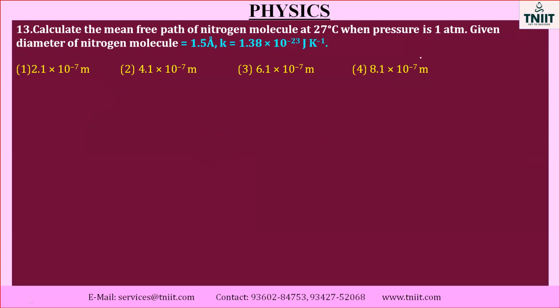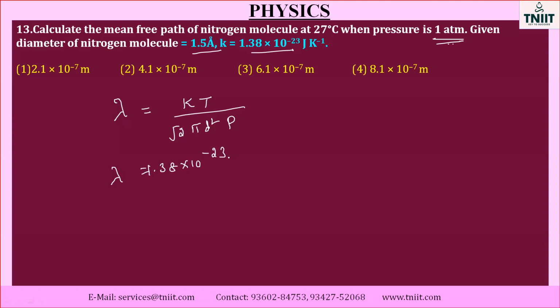Calculate the mean free path of the nitrogen molecule at 27 degrees Celsius and 1 atmosphere. Given the diameter of the nitrogen molecule, and also they have given the Boltzmann constant K. You know that the mean free path is given by the formula KT divided by pi root 2 times pi d squared into P, where P stands for the pressure. What is K? K is 1.38 into 10 power minus 23. Temperature is 27 degrees Celsius, so in Kelvin it is 300 Kelvin. Root 2 is 1.414, pi value 3.14, diameter squared is 1.5 into 10 power minus 10 angstrom, and the pressure is 1 atmospheric pressure. You know that 1 atmospheric pressure is 10 power 5 Pascal.